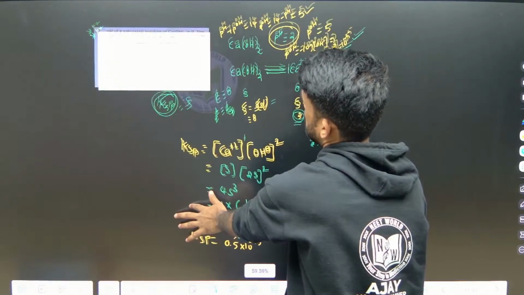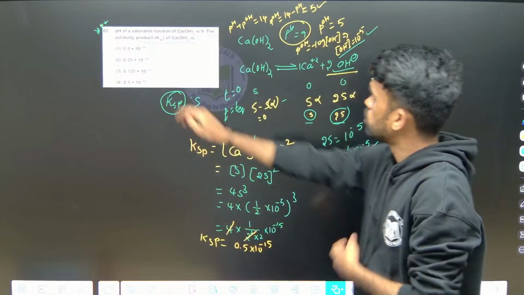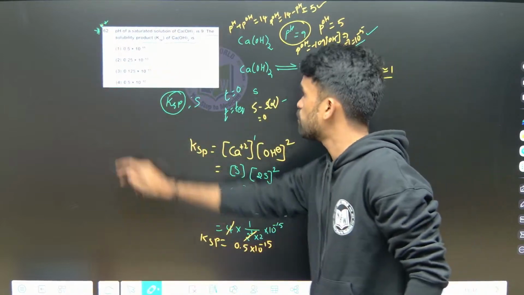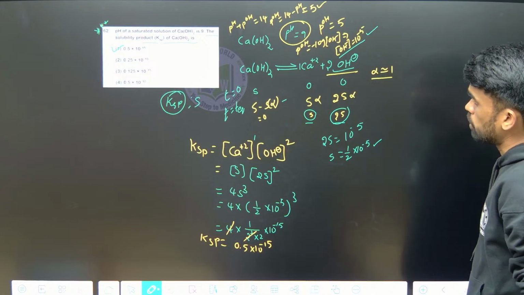I hope it is clear, there is no confusion. So KSP is how much? 0.5 into 10 power minus 15, again the first option. Okay, I hope it is clear, no confusions.